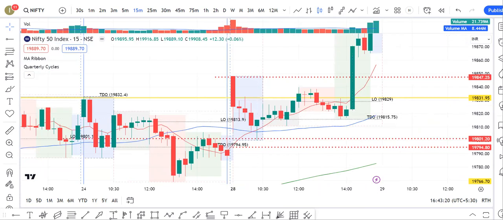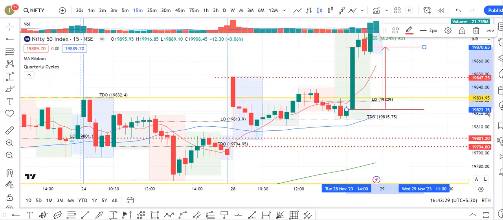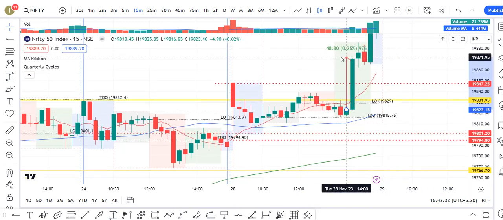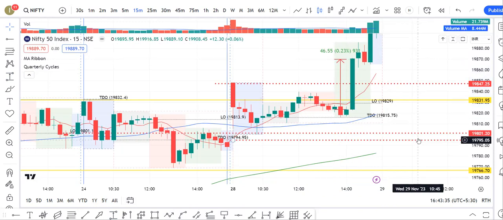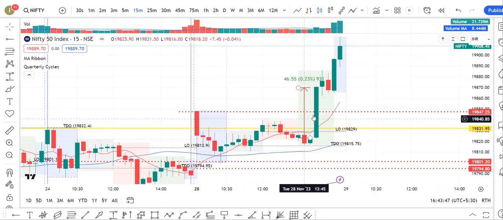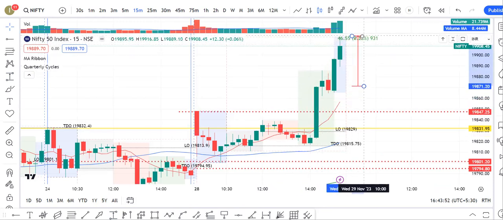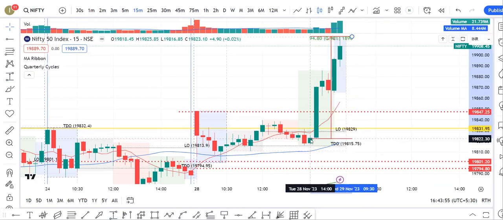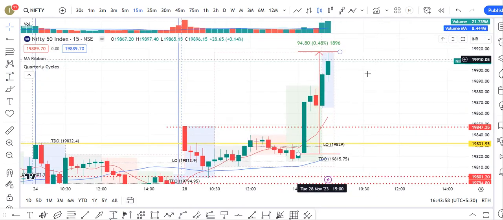And that is ranging from, let me take the tool. This was totally 48 points range, 15 minutes, and this one is for 46 points. So you could anticipate another 46 points above the level. Let us check, 46 plus 46, 94 points we should get. So twice the range, exactly twice the range it has got, and it has closed over there.